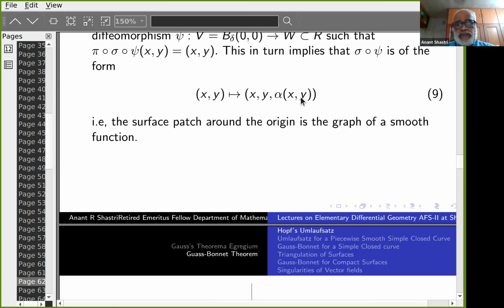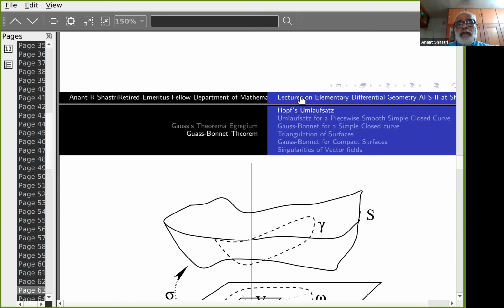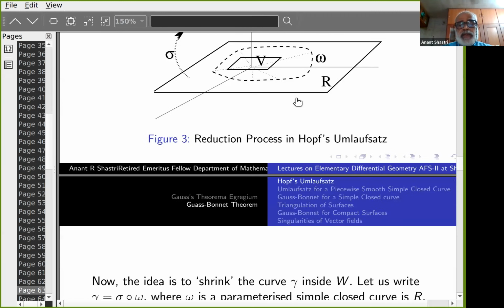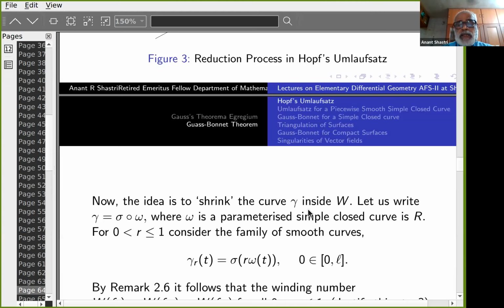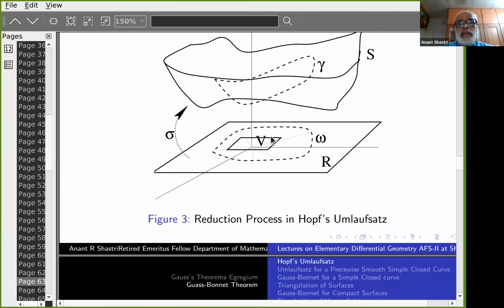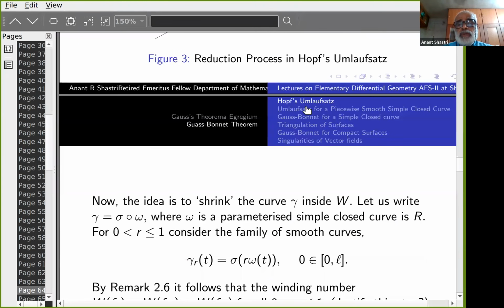Okay, so this is the first simplification. But now I want to do what? Next simplification. The idea is to shrink the curve gamma so that it will come inside the image of V, that is W. Sigma V is W. So let us write gamma equal to sigma composite omega, where omega itself is a parameterized simple closed curve inside R. So we want to shrink this so that it comes inside V. Then the image of this under sigma will be coming inside W.